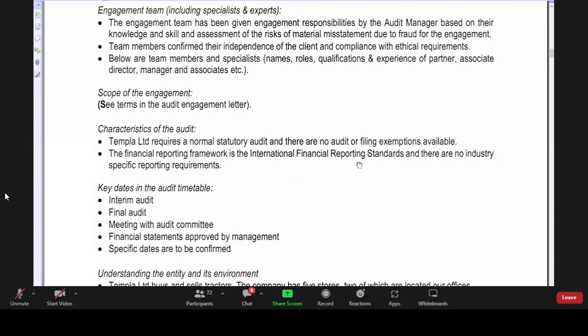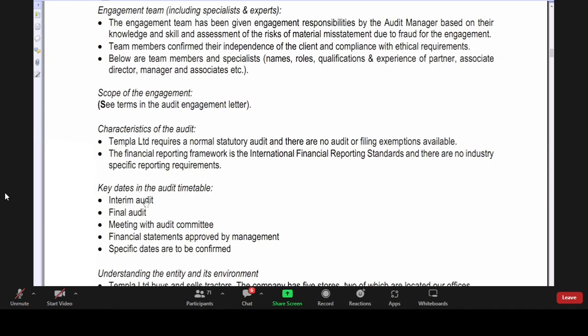The client uses international financial reporting standards, IFRSs, and there are no industry-specific reporting requirements, as in they don't have a specific date of reporting these accounts to the regulator, meaning that you may not be so much in a hurry. Are we together? Compared to where you're auditing a bank or an insurance company. So those are the characteristics of the audit. So this audit may not be so much time bound.